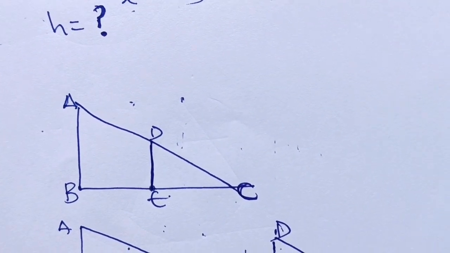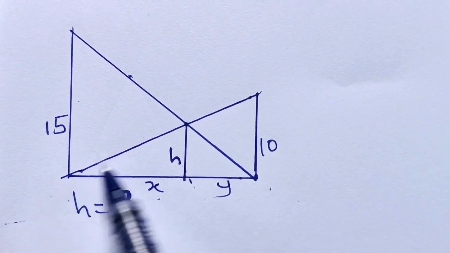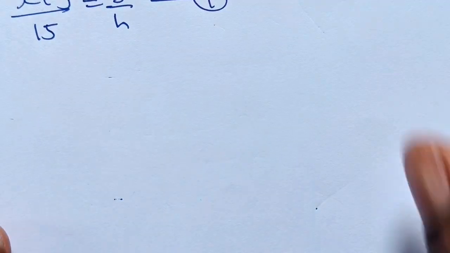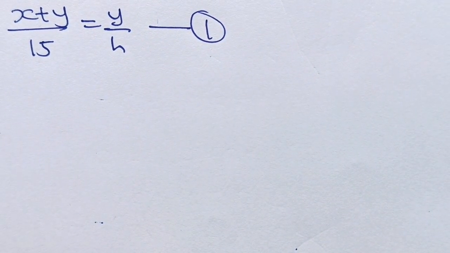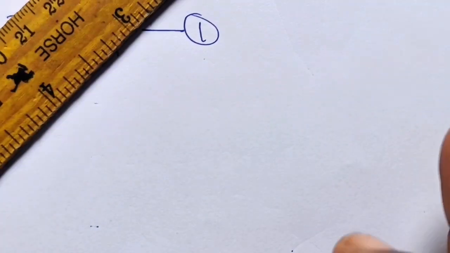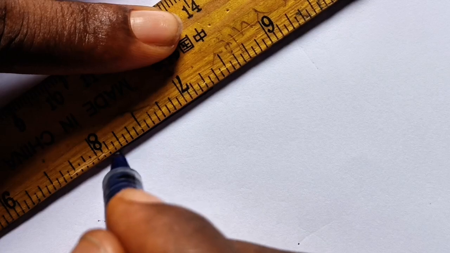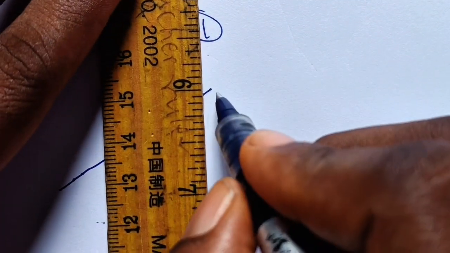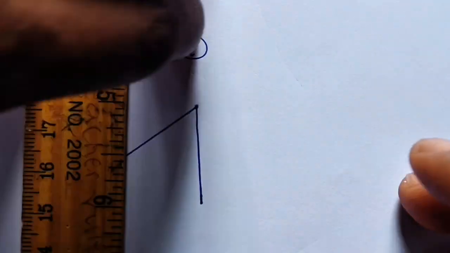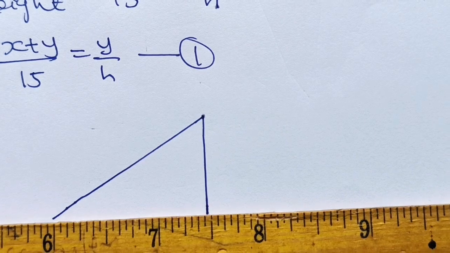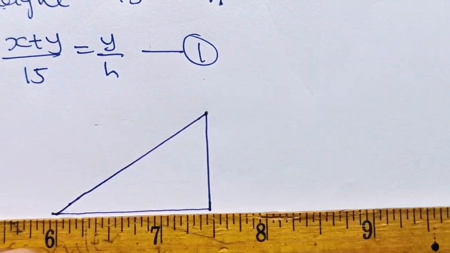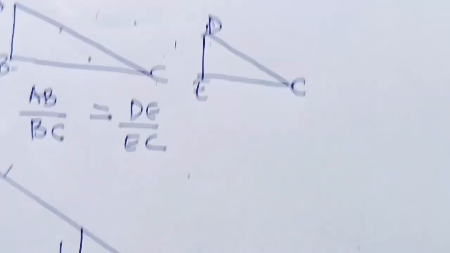Similarly, we have another similar triangle. Yes, let's draw this out. Where's my ruler? Okay, now we have this, and we have this. All right, now let's go back to the question.